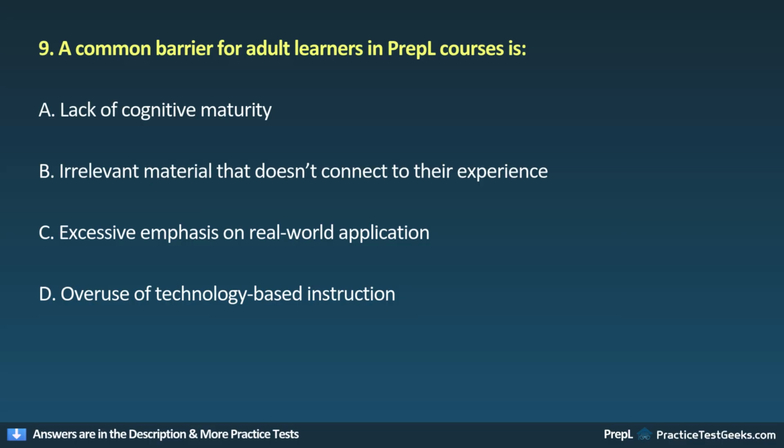9. A common barrier for adult learners in PrepL courses is A. Lack of cognitive maturity. B. Irrelevant material that doesn't connect to their experience. C. Excessive emphasis on real-world application. D. Overuse of technology-based instruction.